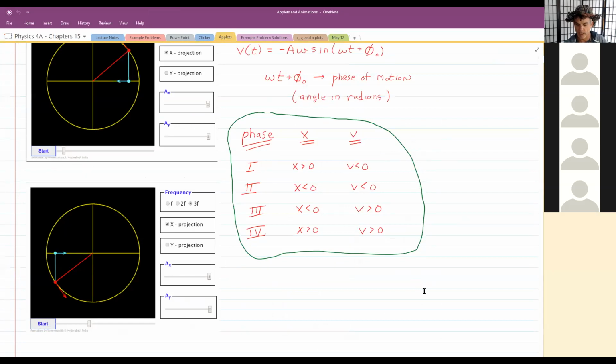So we were looking at a case where we knew the position was positive and the velocity was positive, so we know the angle had to be in the fourth quadrant. If instead the position was positive and the velocity was negative, then it would have been in the first quadrant. We would have chosen pi over 2. Okay.